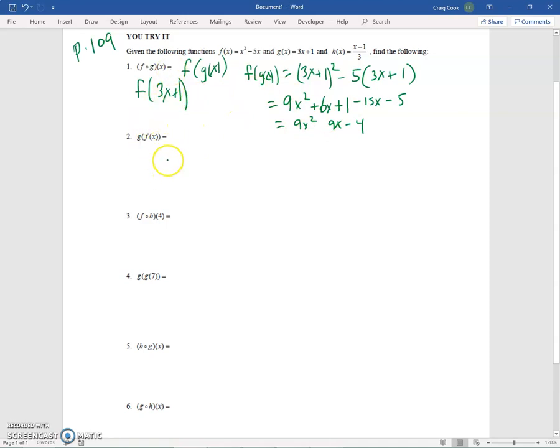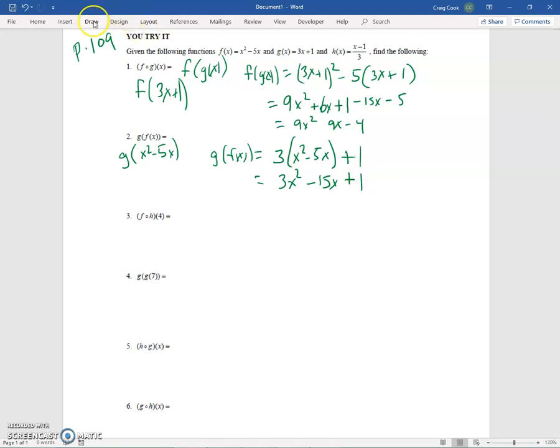Well, g of f of x is, I take f and plug it in for g. So this is x squared minus 5x. So it is 3, and then for this x I'll plug in x squared minus 5x plus 1. Distribute, this is 3x squared minus 15x plus 1.